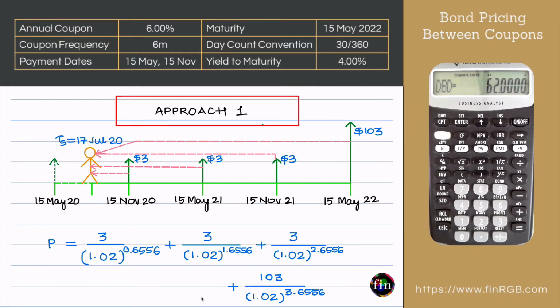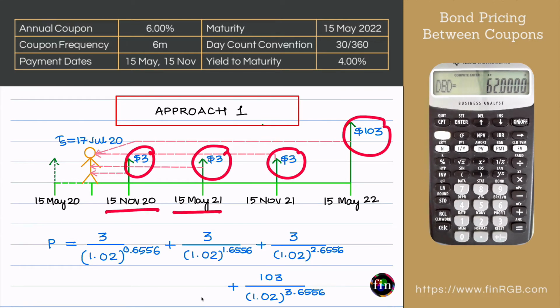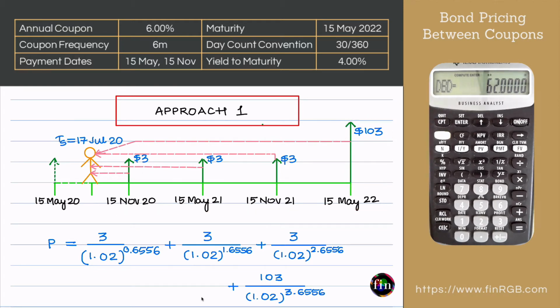So if I am standing as of this point in time, 17 July 2020, how many cash flows are still left in this bond? There are actually 4 cash flows left: 1, 2, 3 and 4. I have also written down the dates as of which each of these cash flows will be paid out. Just note that the last cash flow includes the face value as well, and hence it is $103.